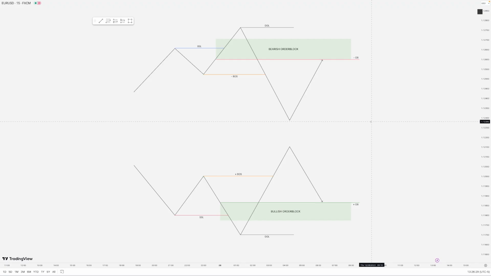In the future, I will cover all of the different ICT blocks, such as propulsion blocks, breaker blocks, and mitigation blocks. I hope you found my first video simplifying the concepts helpful.